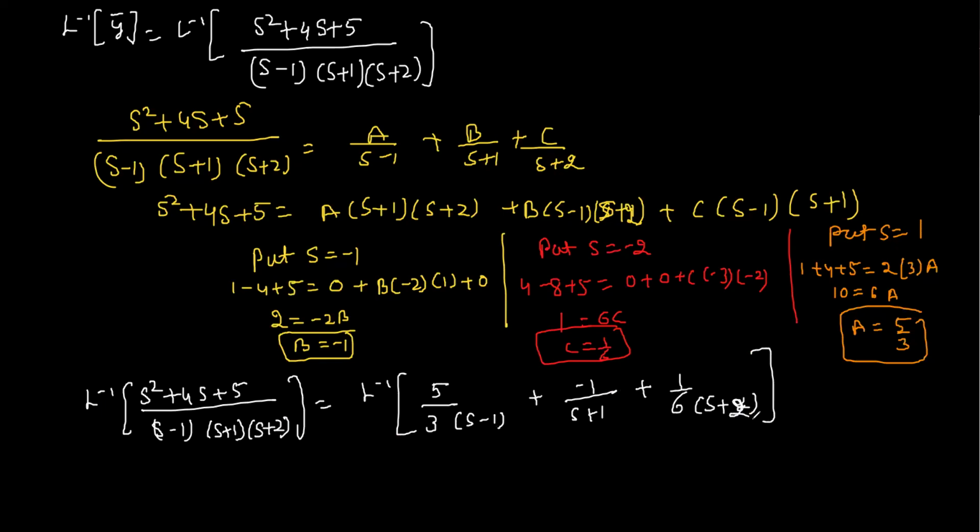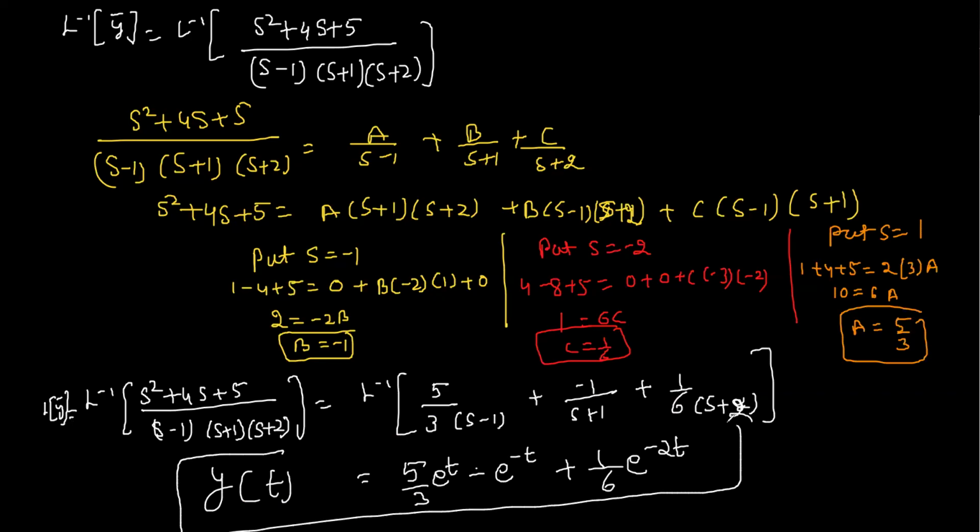Right. And you know what is the Laplace inverse of 1 upon s minus 1? E raised to t. What is it for s plus 1? E raised to minus t. What is it for 1 upon s plus 2? E raised to minus 2t. This is your final answer. Understood? Yes. Y bar means yt. So yt you are getting, right? Understood? Yes.